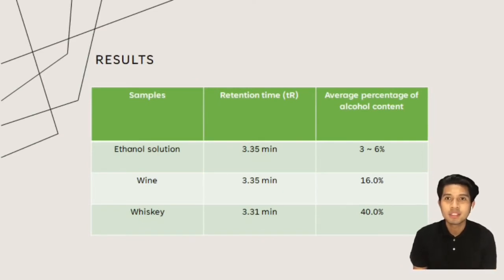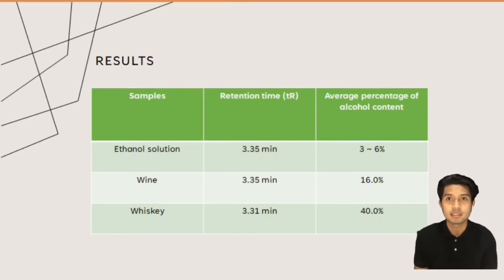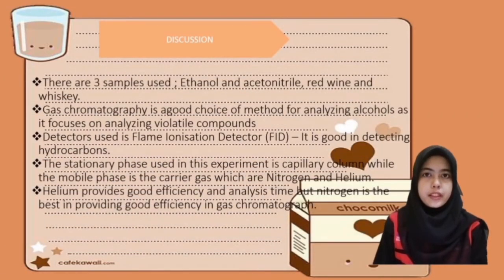The table shows the result for each sample, its retention time and the average percentage of alcohol content. Ethanol elutes first compared to acetonitrile because ethanol has a lower boiling point than acetonitrile. Ethanol boils at 78.37 degrees Celsius, but acetonitrile boils at 82 degrees Celsius. Next, we will move on to the discussion.